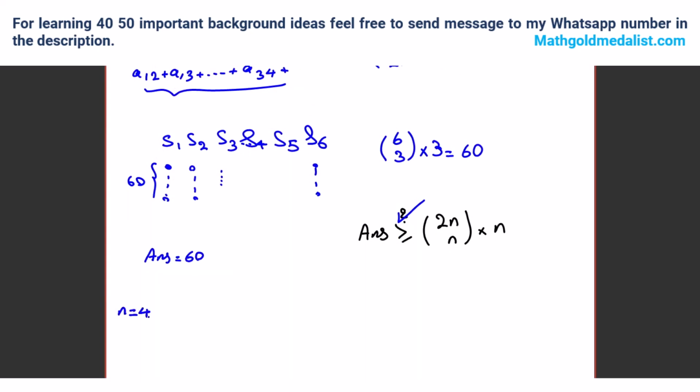If it is n equals 4, then we have 8 subsets: S1, S2, S3, S4, S5, S6, S7, S8, right? But the thing we proved, we can say the answer is at least what?